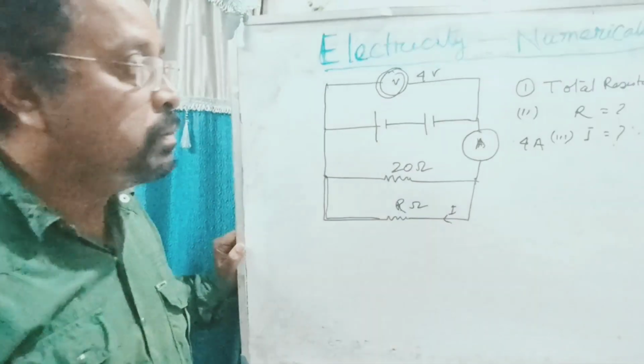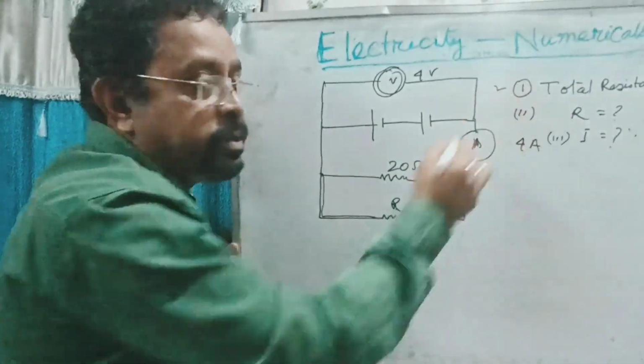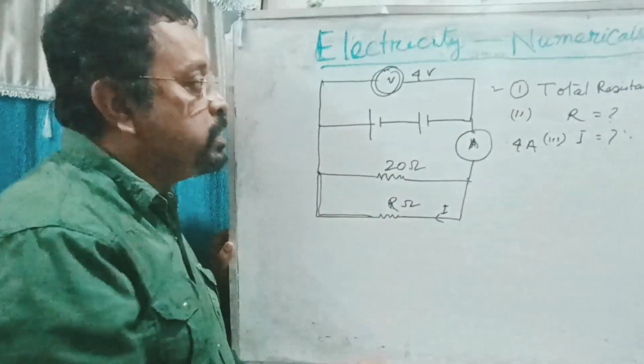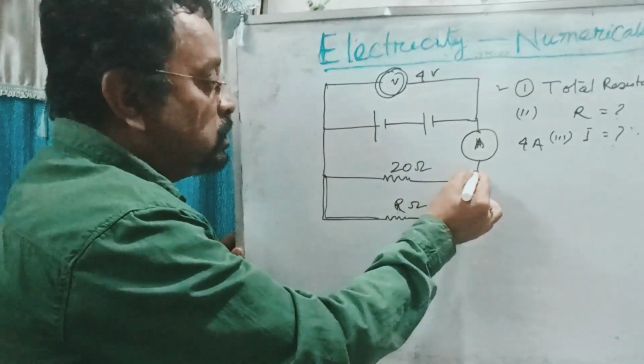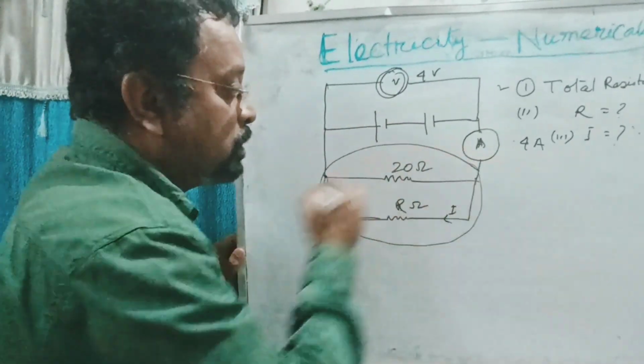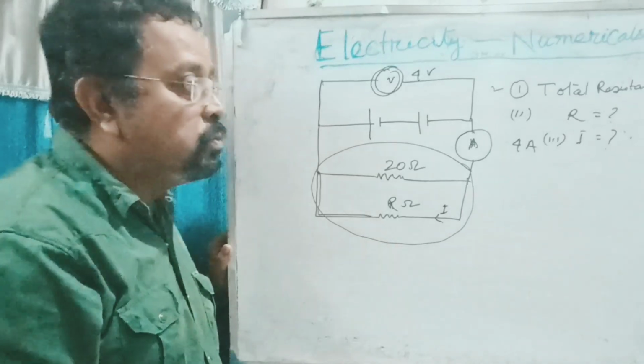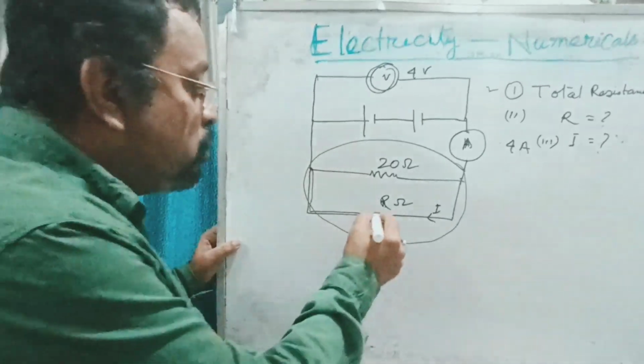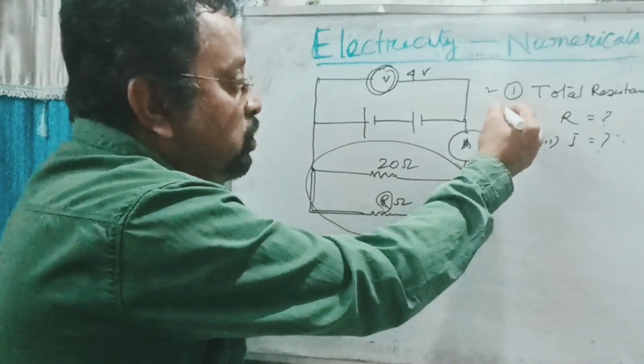Now your question is, what is the total resistance of this system? That means, what is the total resistance of this one? And number two, what is the value of this R?